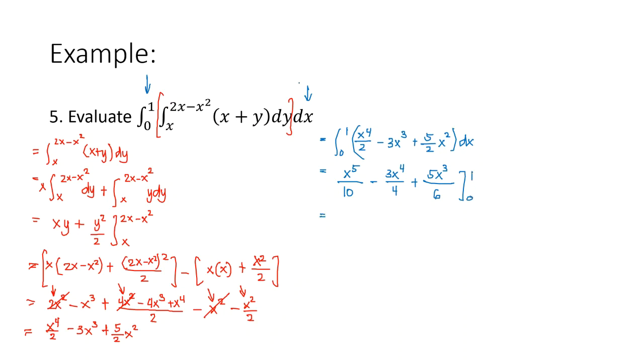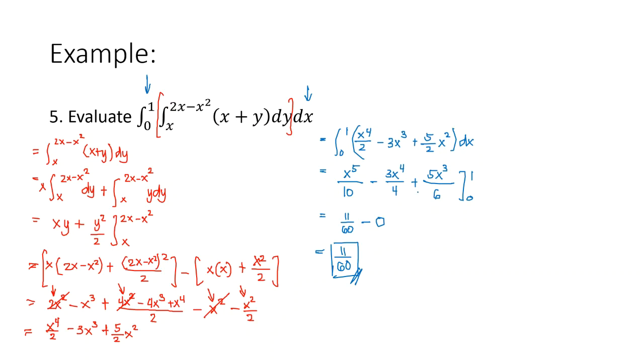So substituting the limits, we have x to the fifth over 10 minus 3x to the fourth over 4 plus 5x cubed over 6, substituted by our upper limit, which is 1, will result to 11 over 60, minus, if you would substitute 0 here, is just basically 0. So meaning to say this is equivalent to 11 over 60. Okay, I hope this one is clear.